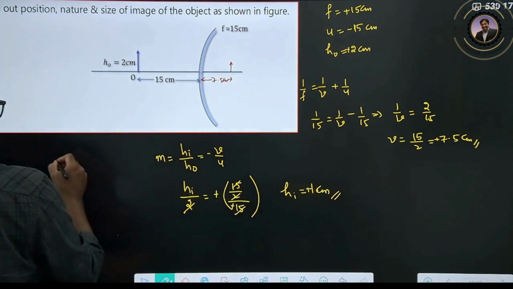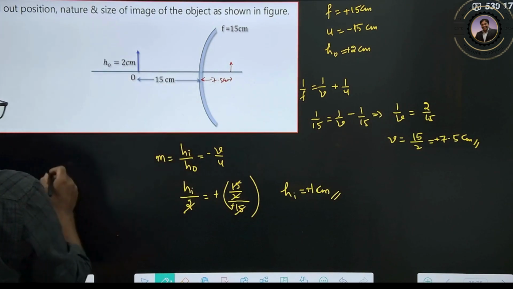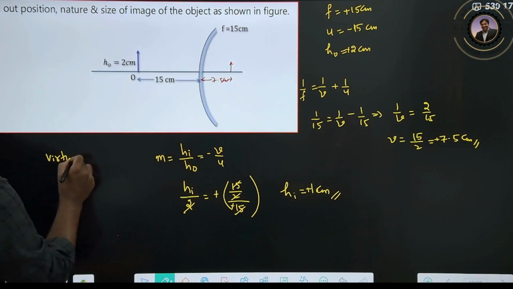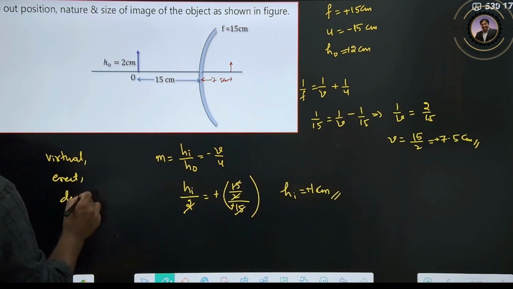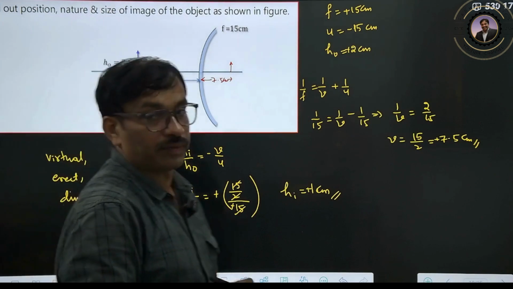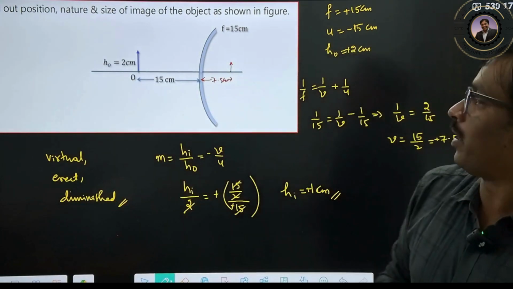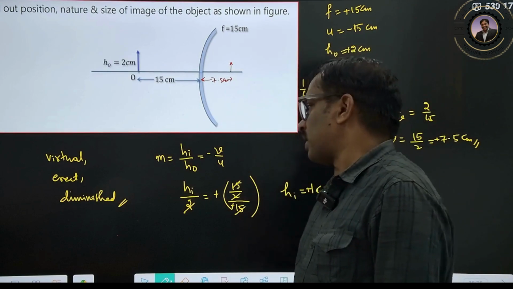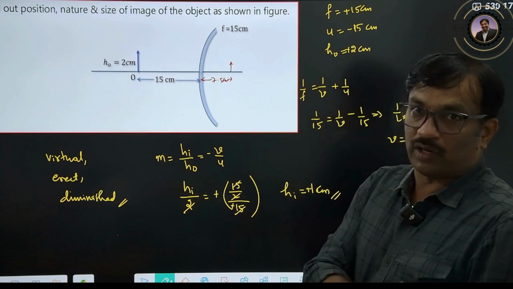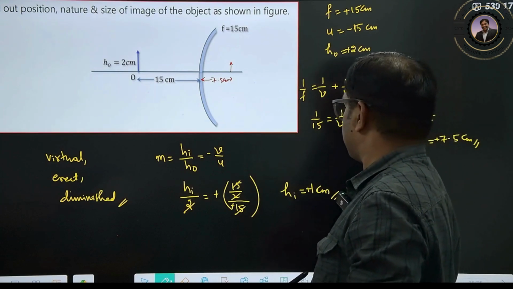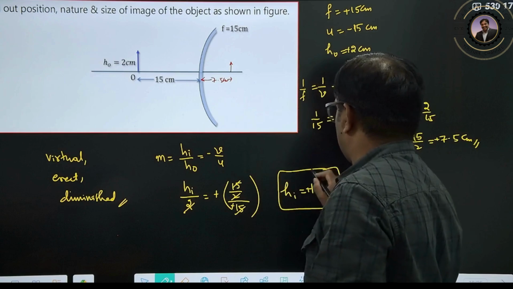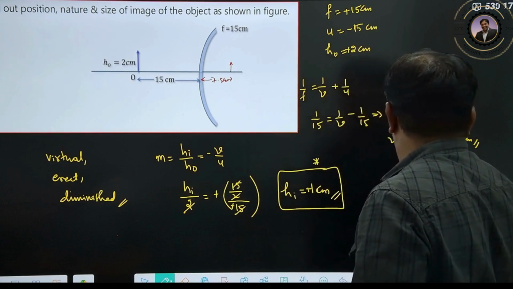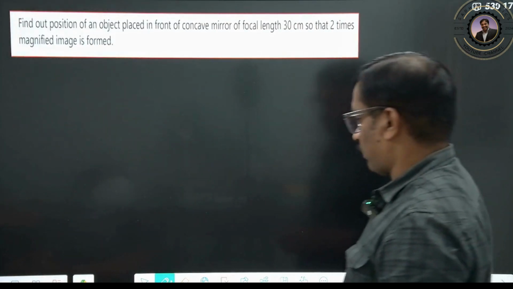So that means what you can write now is this side is virtual, erect, diminished. Clear? So it is formed inside the mirror. Remember that a convex mirror will always form only a virtual image. Clear? Understood? This one. Now let us see one more question.